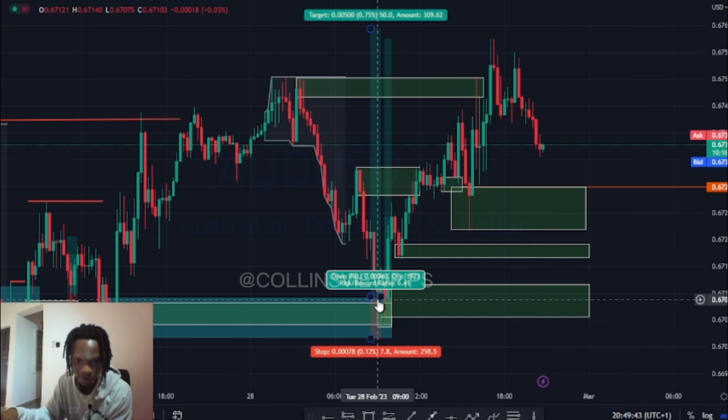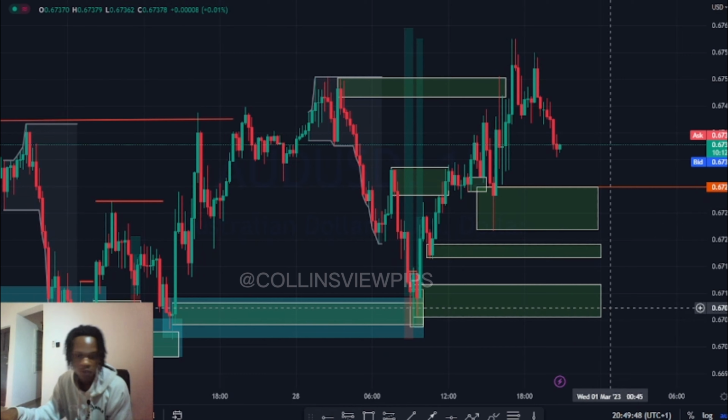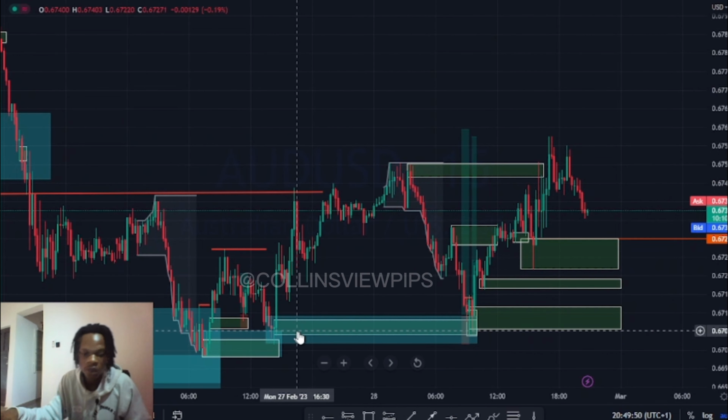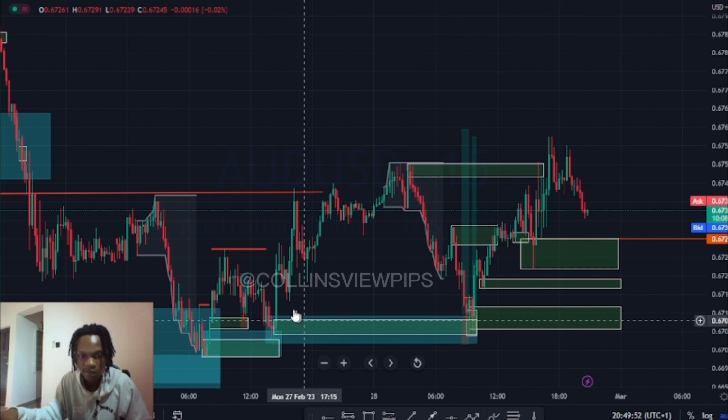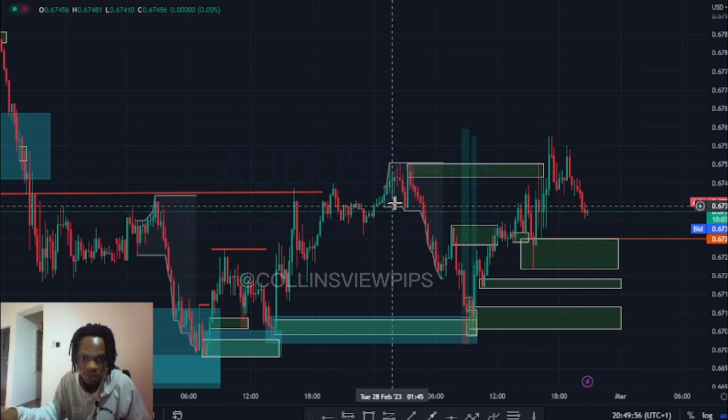I'd like to see the time. Okay, 9 p.m. to be precise. This is what happened during the London session today, reacting from the order block that started this break of structure. As you can see, these are all liquidity that the market was building up.